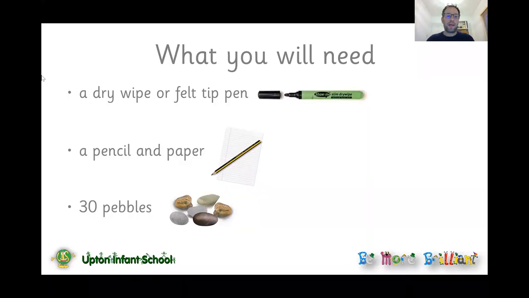Now, let's get straight on with things and let's see what it is that you are going to need for today's lesson. So today, you are going to need a dry white pen, a pencil and paper, and you're going to need some things to count. I've suggested about 30 of them. I'm using pebbles today. You could use pebbles, you could use buttons, pasta, Lego bricks. You just need to get 30 things to count.